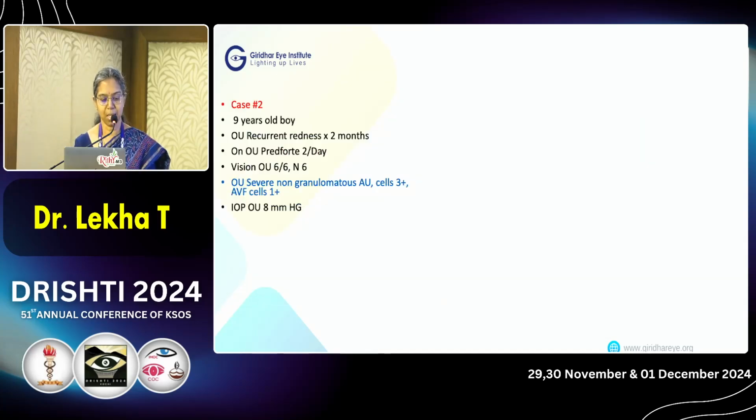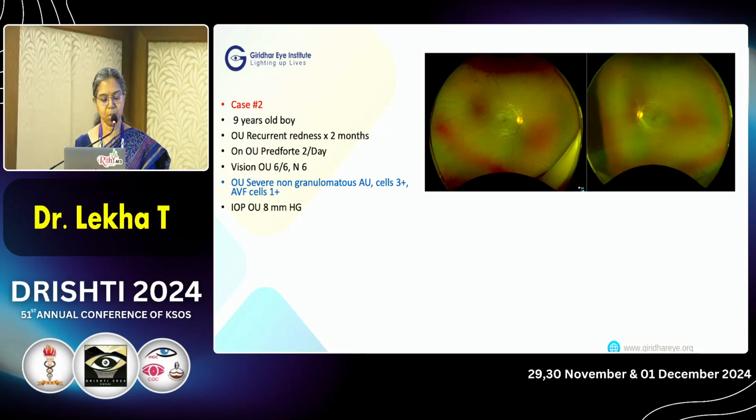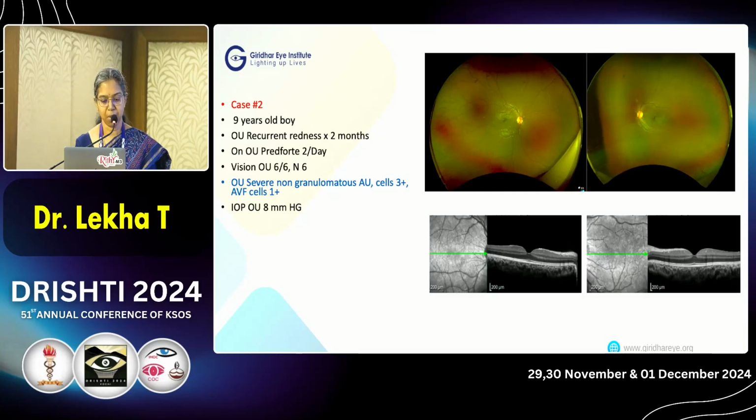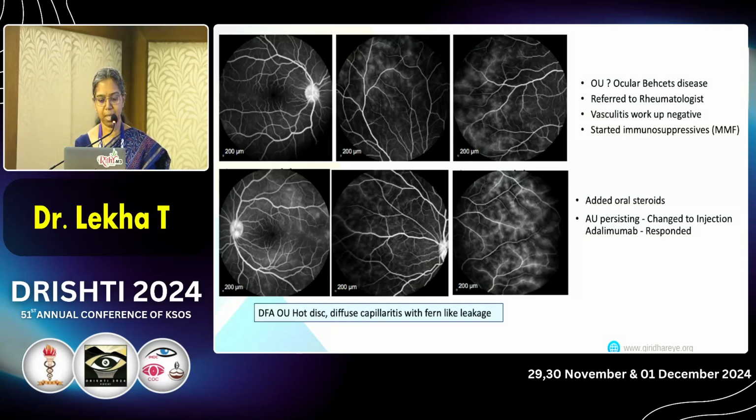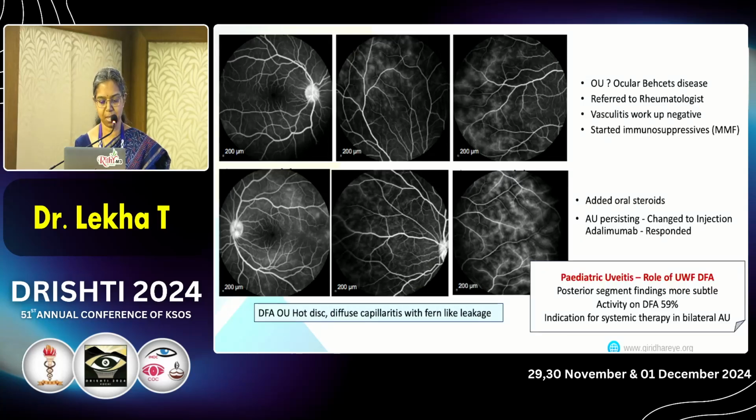This is a 9-year-old boy who has been having severe non-granulomatous anterior uveitis, 3+ cells, not responding to topical medications. Fundus and OCT were normal, the workup was negative, and with difficulty we could convince the parents. In his case also, DFA showed extensive capillaritis with fern-like leakage, and finally he required biologicals for stabilization. So in pediatric uveitis also, the fundus imaging can be very subtle, and activity on DFA is an indication for systemic therapy.